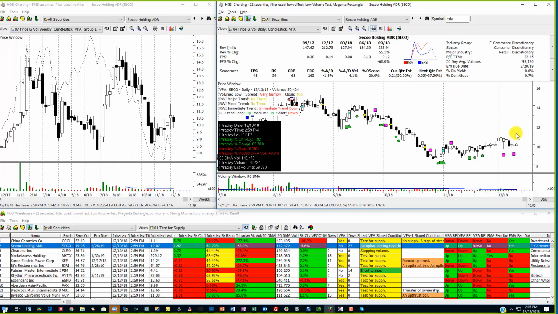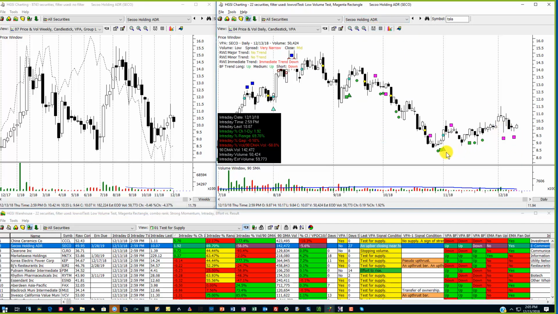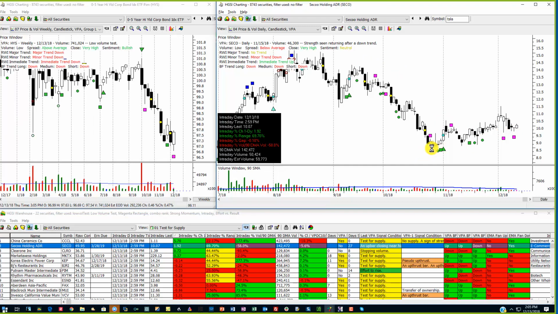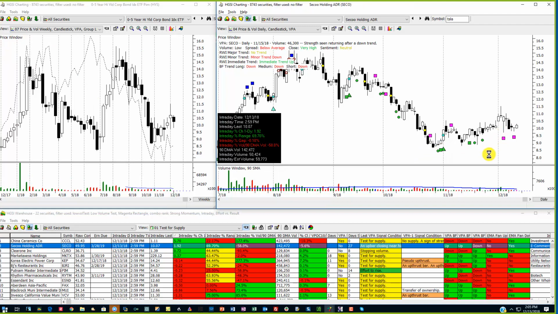Not familiar with the stock, but you can see by looking at this on the daily chart that it's getting good support, and every time it seems to pull back, there are buyers stepping up, and we can tell that because these are tests. Here's no supply, no supply. This one is strength seen returning, and it's managed to work its way higher from about 8.5 up to a little over 10.